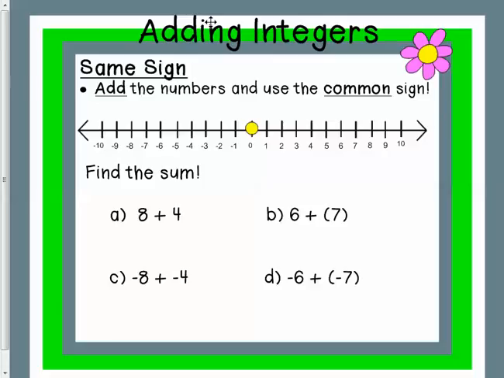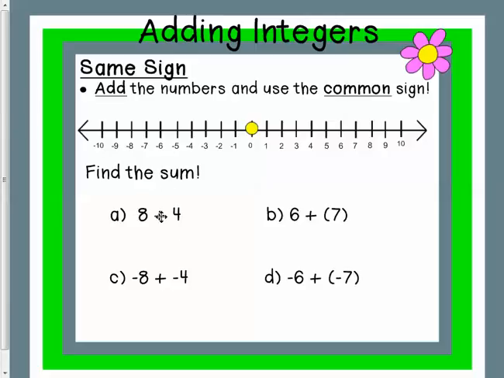Hey guys, today we're talking about adding integers, so this is your title. Make sure you write it down. All right, go ahead and write this down for me. Same sign, add the numbers and use the common sign. So same sign, keep and add is what I like to say.